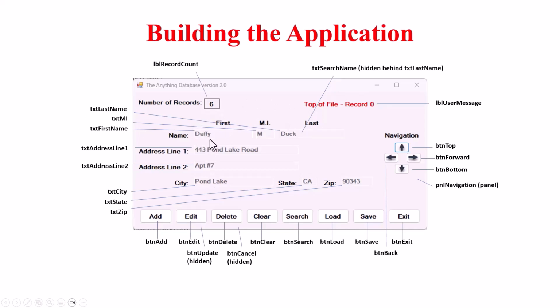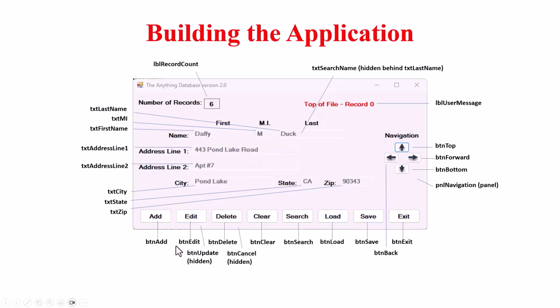These fields in here, Daffy, 443 Pond Lake Road, where all is all going to sit, the state, the zip code, a field to do searching on. We put all those things in here, and we name them with our text names. TXT last name. Last name is what we call it in the database. TXT last name is what we're going to call it in the application on the form. We might call it STR last name inside our file and make it work like that. So all these pieces are put in place.